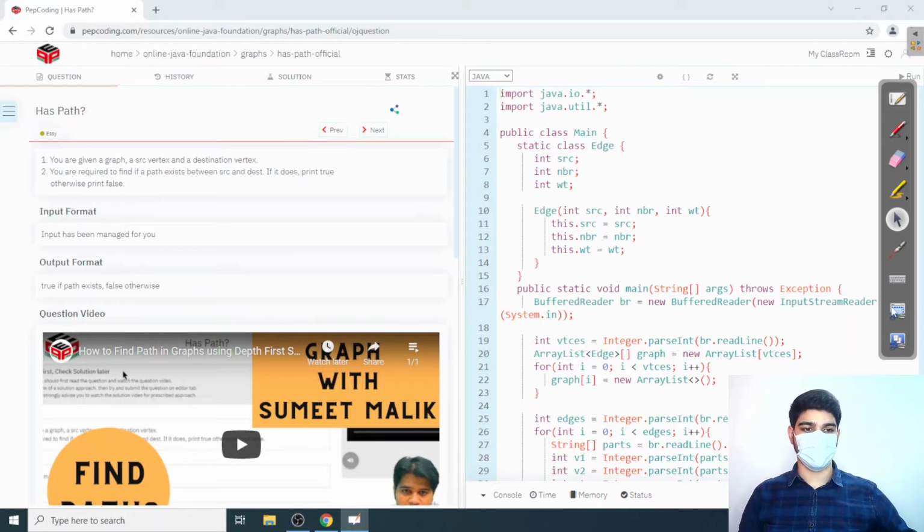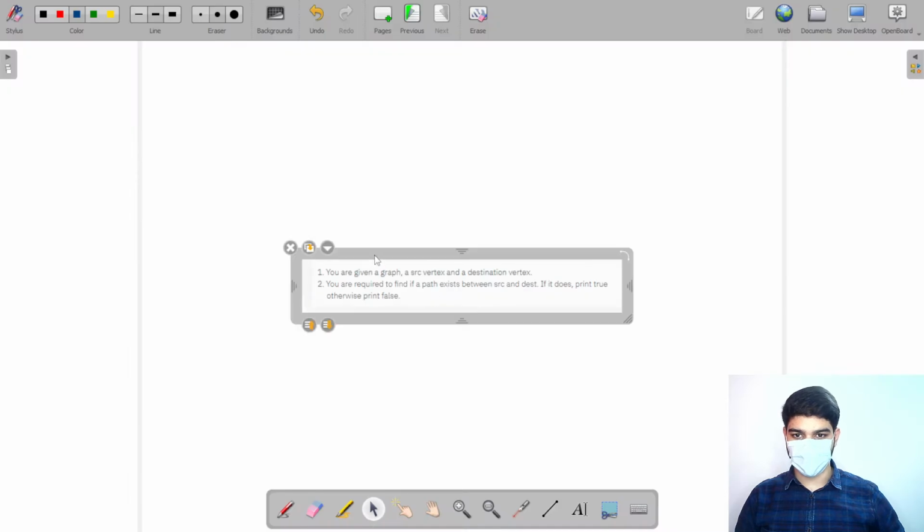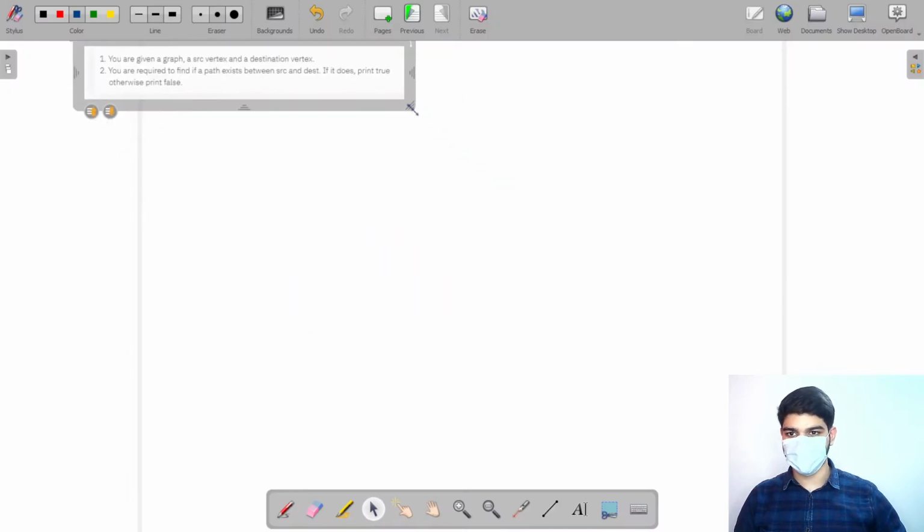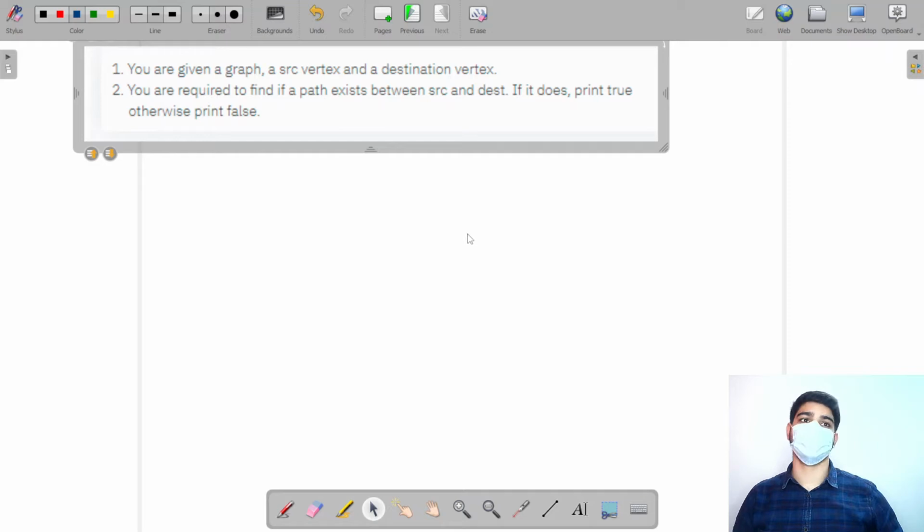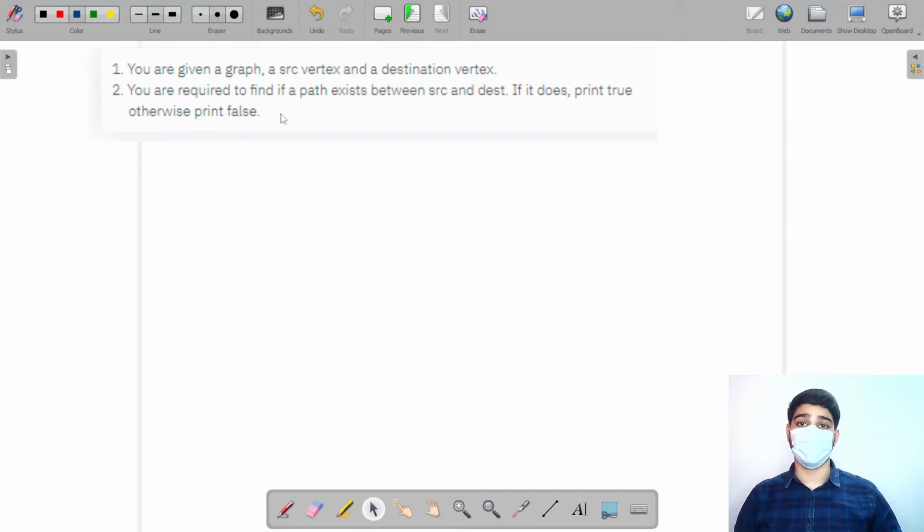Now, if we look at the objective of the question, it says that you are given a graph, a source, and a destination vertex, right? And you're required to find if a path exists between the source and the destination. If it does, print true, otherwise print false, right? So what does this mean?